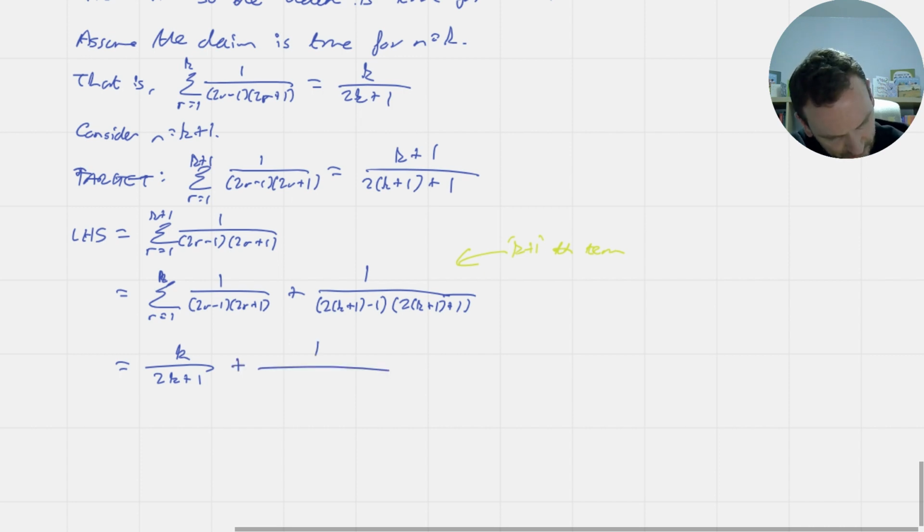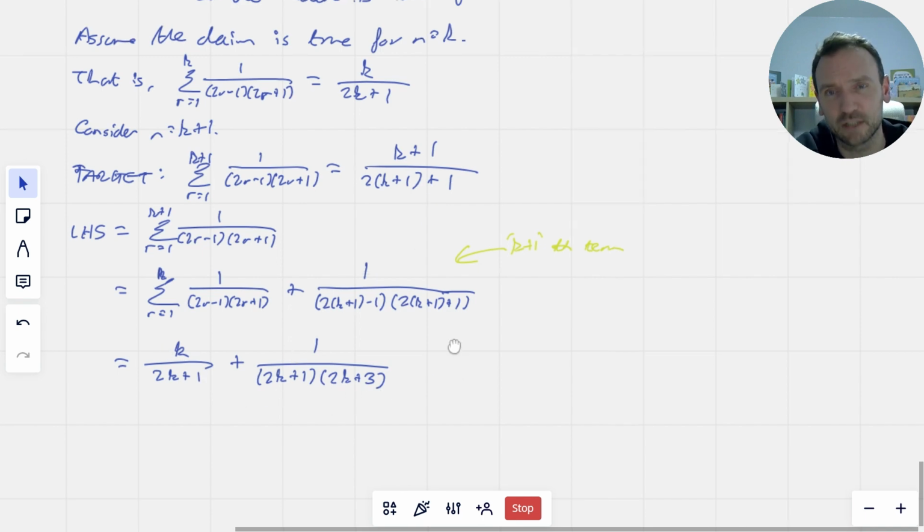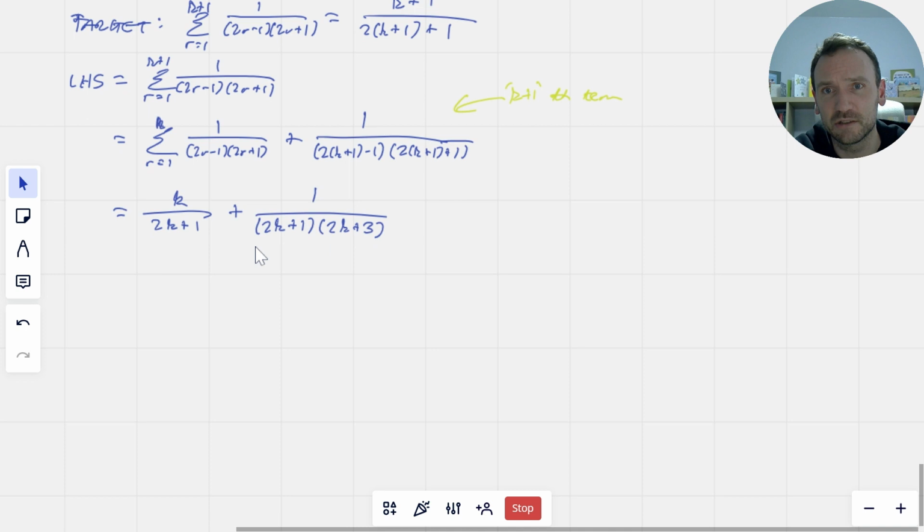And now let's simplify this second term. So expanding those brackets, our first bracket is going to be 2k plus 1, and our second bracket is going to be 2k plus 3. At this stage, it's worth looking at our target. This is where our target comes into play. We want a single fraction. That's the main thing to see. We have two fractions at the moment. So how can we make a single fraction? Let's make a common denominator.